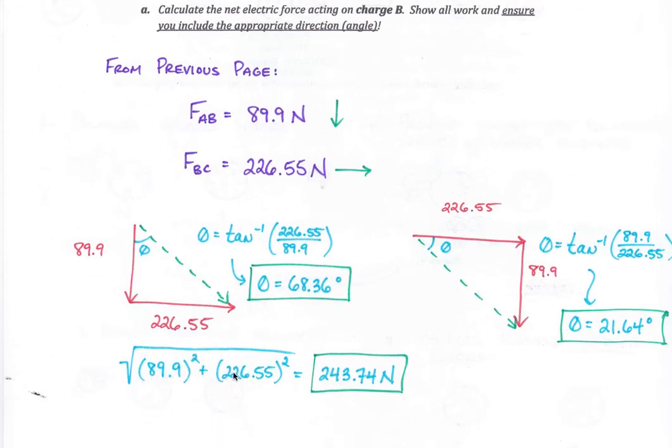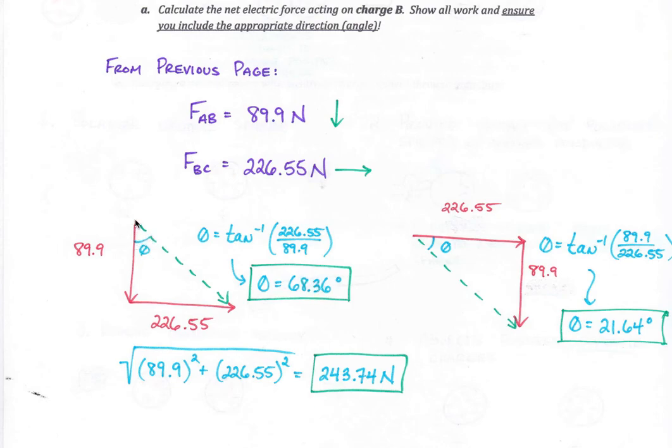So in either case, I use Pythagorean theorem, a squared plus b squared equals c squared, and I will find that the net force, when I combine these two, acting on B is 243.74 newtons. Now the two angles you could find would be whether you're referencing the x or the y-axis. So if you went down and to the right first, you want this angle where you started drawing your vectors. And I like inverse tangent here, so it's going to be the opposite over the adjacent. So the opposite is 226.55 over 89.9, and I will get that this is 68.36 degrees.